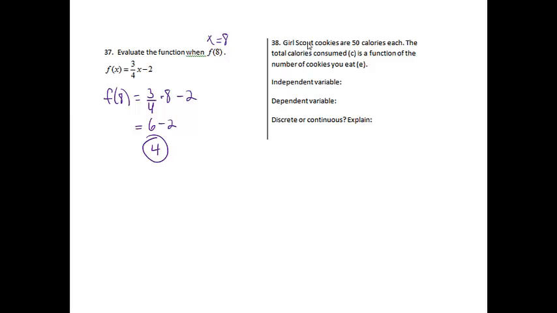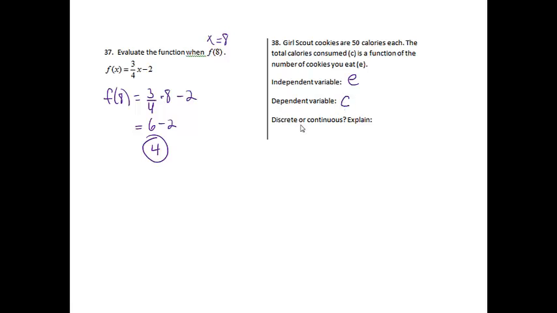Number 38, Girl Scout cookies are 50 calories each. The total calories consumed, C(x), C is a function of the number of cookies you eat, E, right? Independent variable and dependent variable. Okay, independent variable, we get to pick and control. I get to control the number of cookies that I eat. So E will be the independent variable. The dependent variable depends on how many cookies I eat. So the number of calories depends on how many cookies I eat. So that would be C.